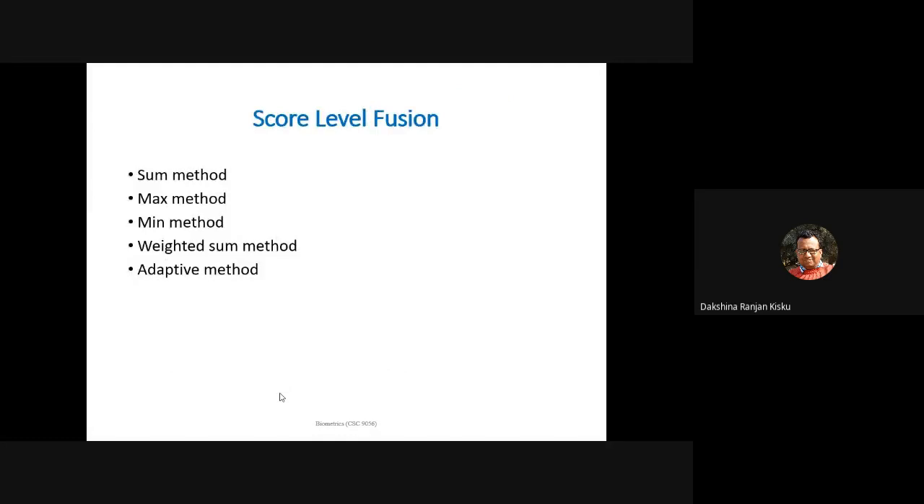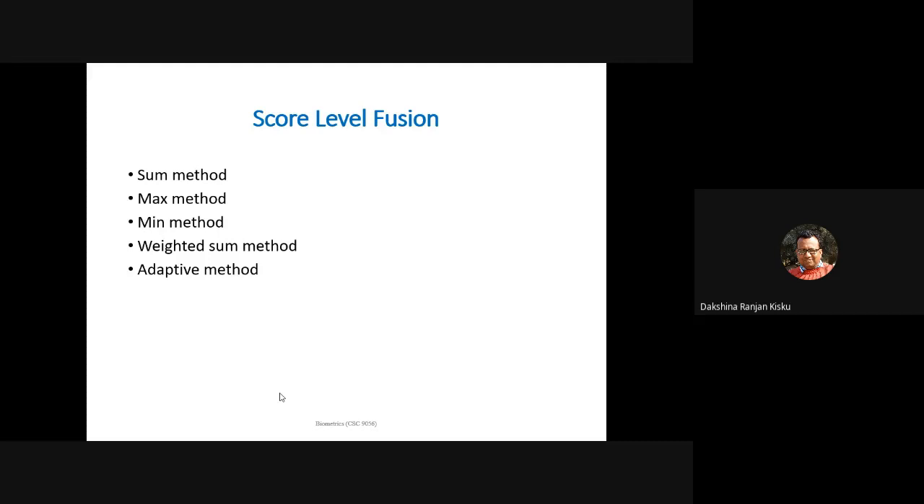Here we can have score level fusion, and we can have different score level fusion methods: sum method, max method, mean method, weighted sum method, and adaptive method. In the sum method, if we have two vectors of matching proximities, we can have the consolidated matching proximities by adding them into one vector, one matching score set. That means the first matching score of the first set will be added with the first matching score of the second set. In this way we have the consolidated matching scores by the sum method.